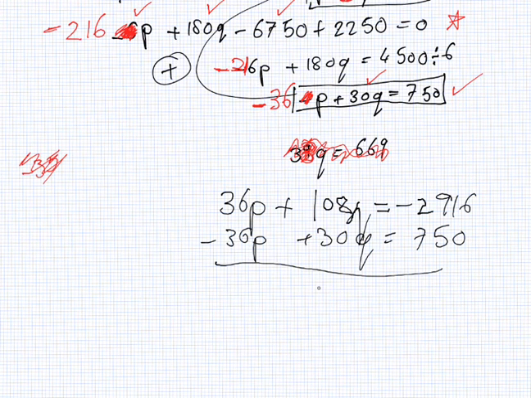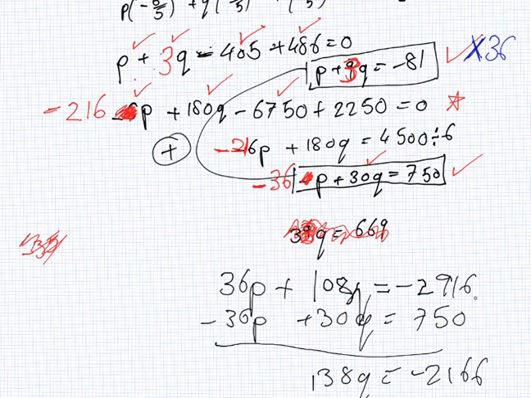Okay, let's hope this time. Add them together, 138Q equals minus 2166. Give up. I'm making too many mistakes, I can't fix it. I think it'd be best if I just start from the beginning. Which value? 291. It's not 2916? It is, I got that. Yeah, 2916.